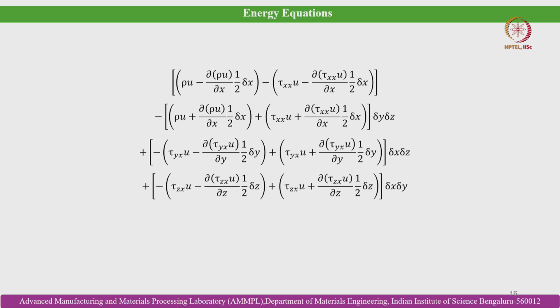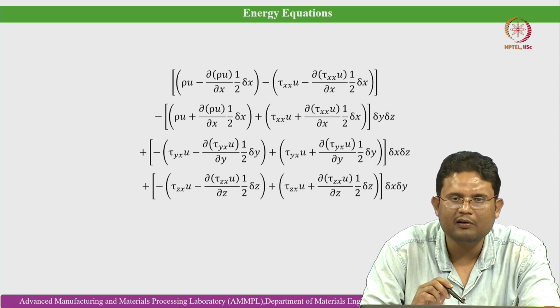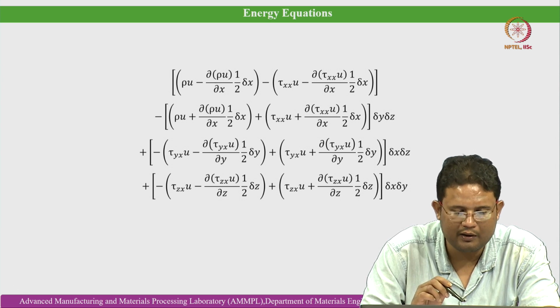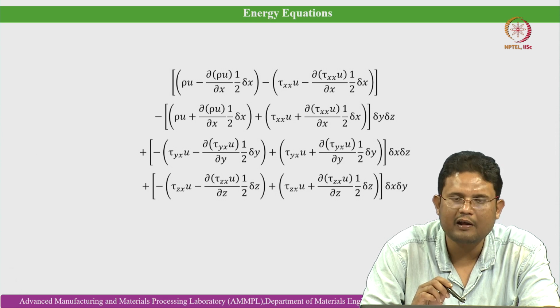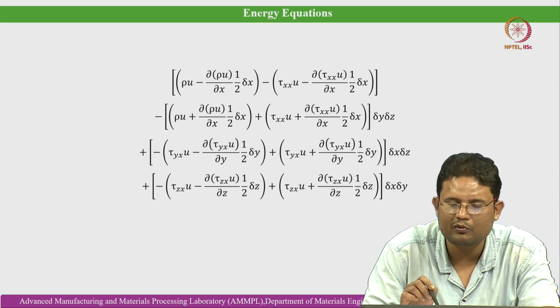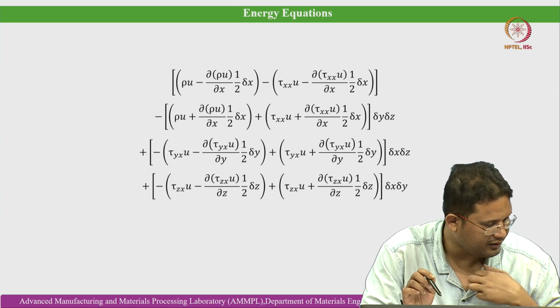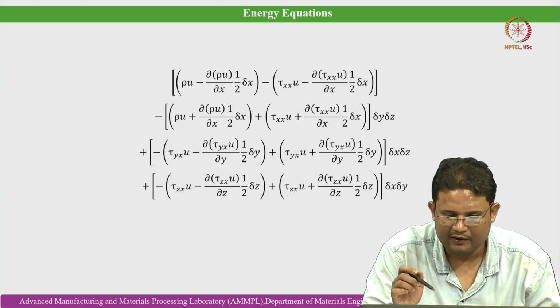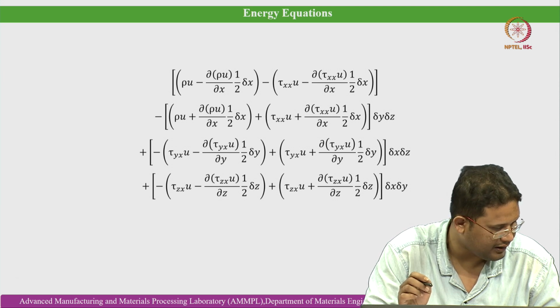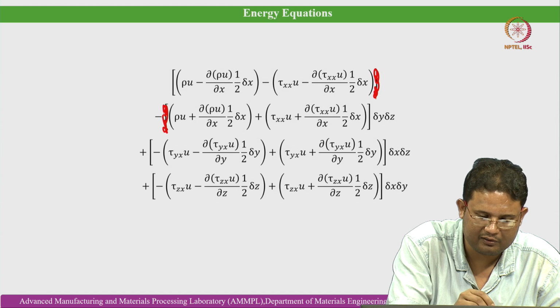Okay. So, then (rho u minus del rho u by del x delta x by 2, minus tau xx u minus del tau xx u by del x delta x by 2), minus (rho u plus del rho u by del x into delta x by 2, plus tau xx u plus del tau xx u by del x into delta x by 2) into del y del z. Here you can see this is the whole expression, so it should not be closed over here. There is a problem with the bracketing here, so please correct these two brackets.